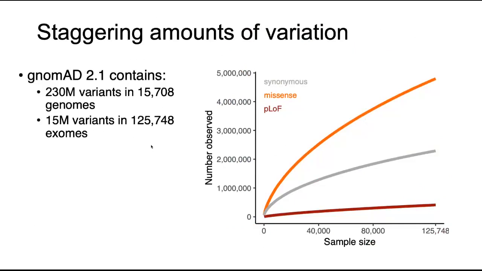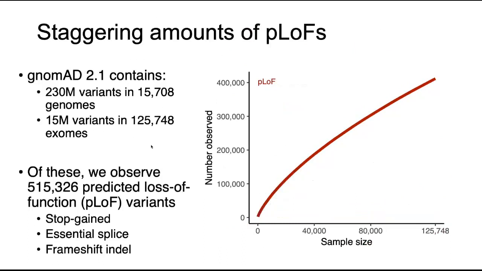If we zoom in on the predicted loss of function variants, we observe about 500,000 of these. I should clarify that when I'm talking about predicted loss of function variants today, pLoF, I'm referring to stop gained, essential splice, and frameshift indel variants. These are not going to be large gene deletions. That's going to be Ryan's purview later in the hour. By having sequenced all these individuals, we can now get to a deep density of about 500,000 of these variants, where we can learn cool things about genes from the presence of these variants.